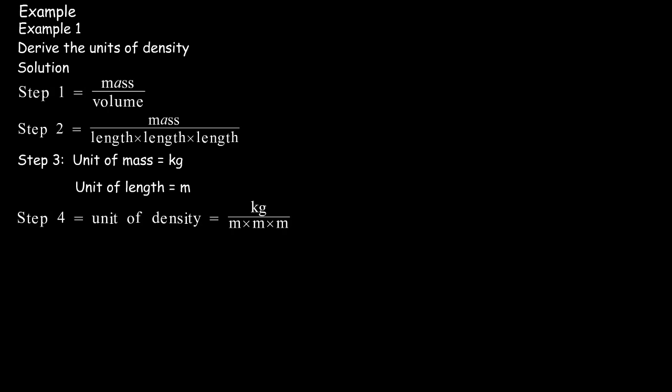Now the next step is to split it out in terms of each fundamental quantity it is made up of. Mass is mass, while volume is length times length times length. So it becomes mass divided by length times length times length. Step 3 is to write down the unit of each of the individual fundamental quantities. We know that the unit of mass is kilogram and the unit of length is meter. Now substituting these units into step 2, our step 4 becomes: unit of density will be equal to kilogram divided by meter times meter times meter. Since there is nothing that is going to cancel out, step 5 in this case is not applicable, so we cannot simplify further.